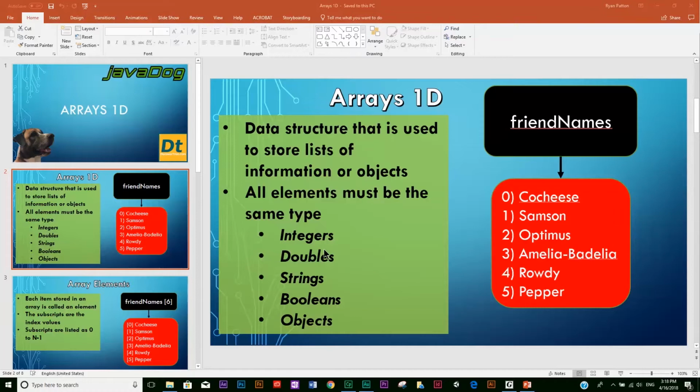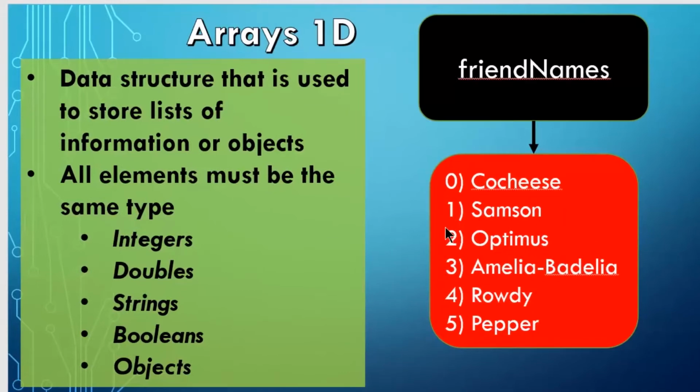Arrays store lists of information, as well as any particular type of object. If you think of the phone example I gave, let's say you have 100 slots in your phone that can store 100 contacts. That would be 100 objects that your phone could store within that array. And over here is an example. I have an array called friend names, and these are some of my friends I have in my phone. I have my friend Cochise, Samson, Optimus, Amelia Bedelia, Rowdy, and Pepper.